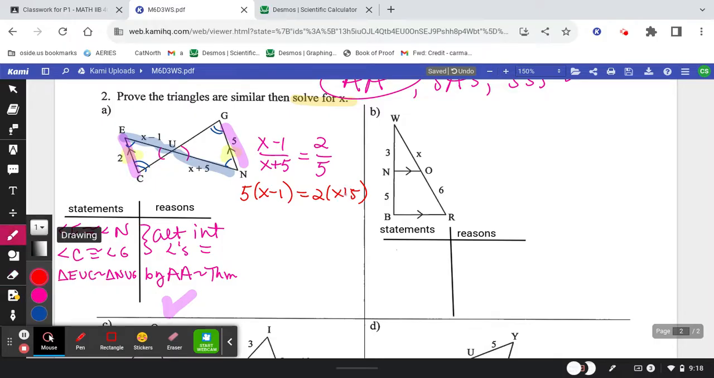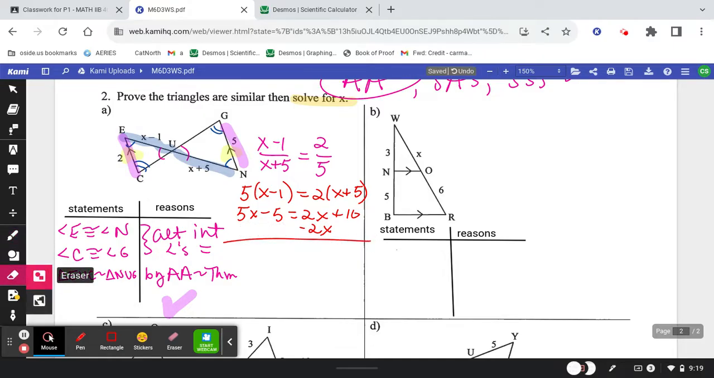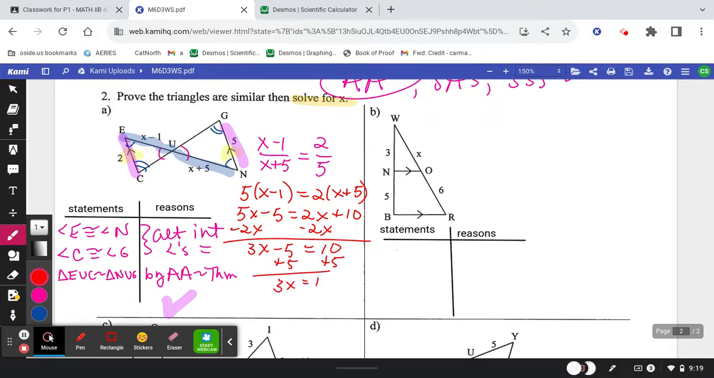Now, if you set up the proportion a different way, there's multiple ways to set up this proportion, it's okay as long as you got these two things when you cross multiplied. So 5x minus 5, 2x plus 10. I'm getting a result of x equals 5. How'd you do? All right, pause the video, try the next one, see how you do.